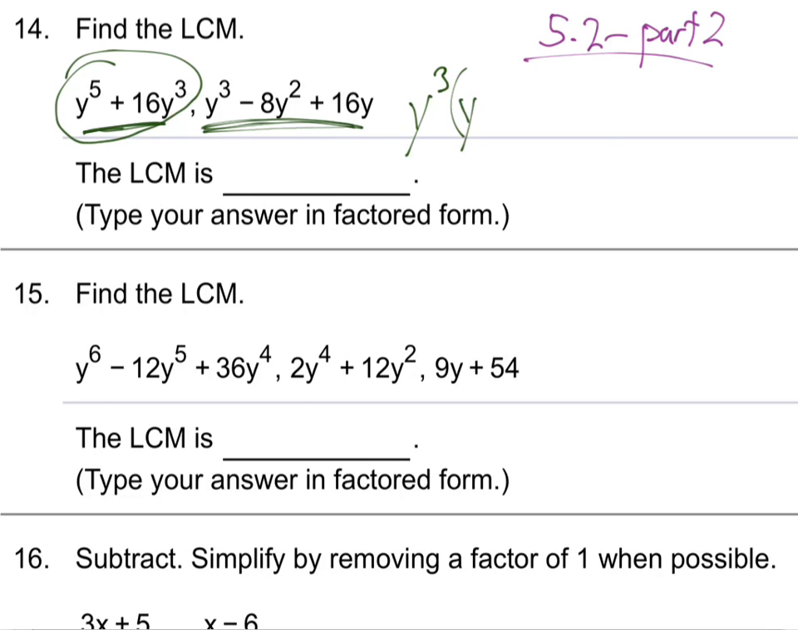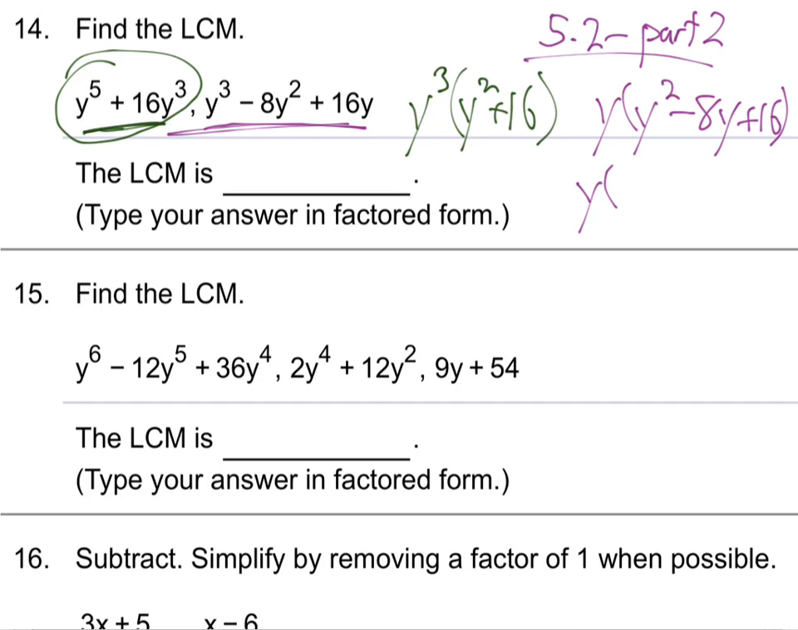Take out y to the third, leaves y squared plus 16. We good there? Now how do we factor the second one? Take out a y, leaves y squared minus 8y plus 16. And then we can further factor. Good. Remember all this about factoring?